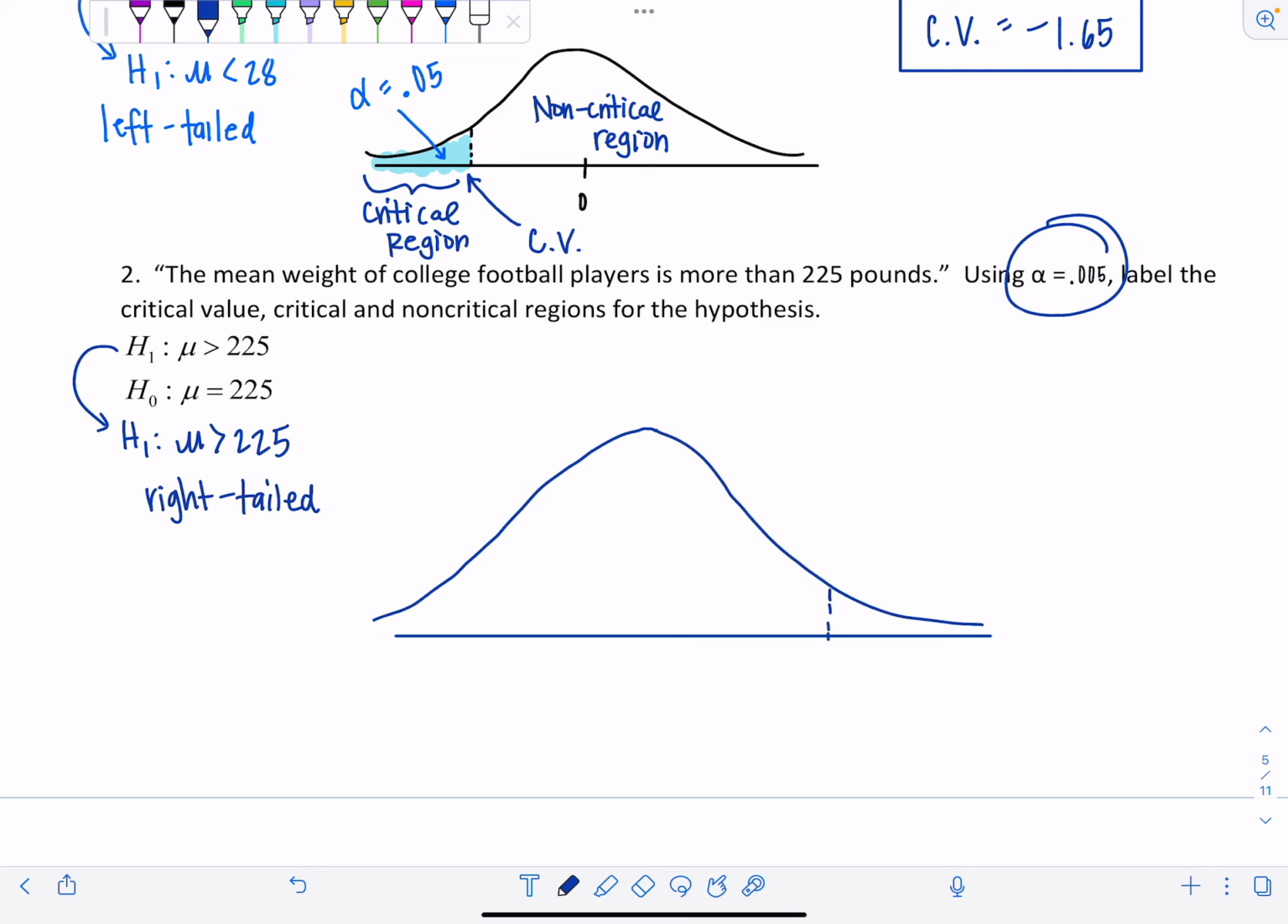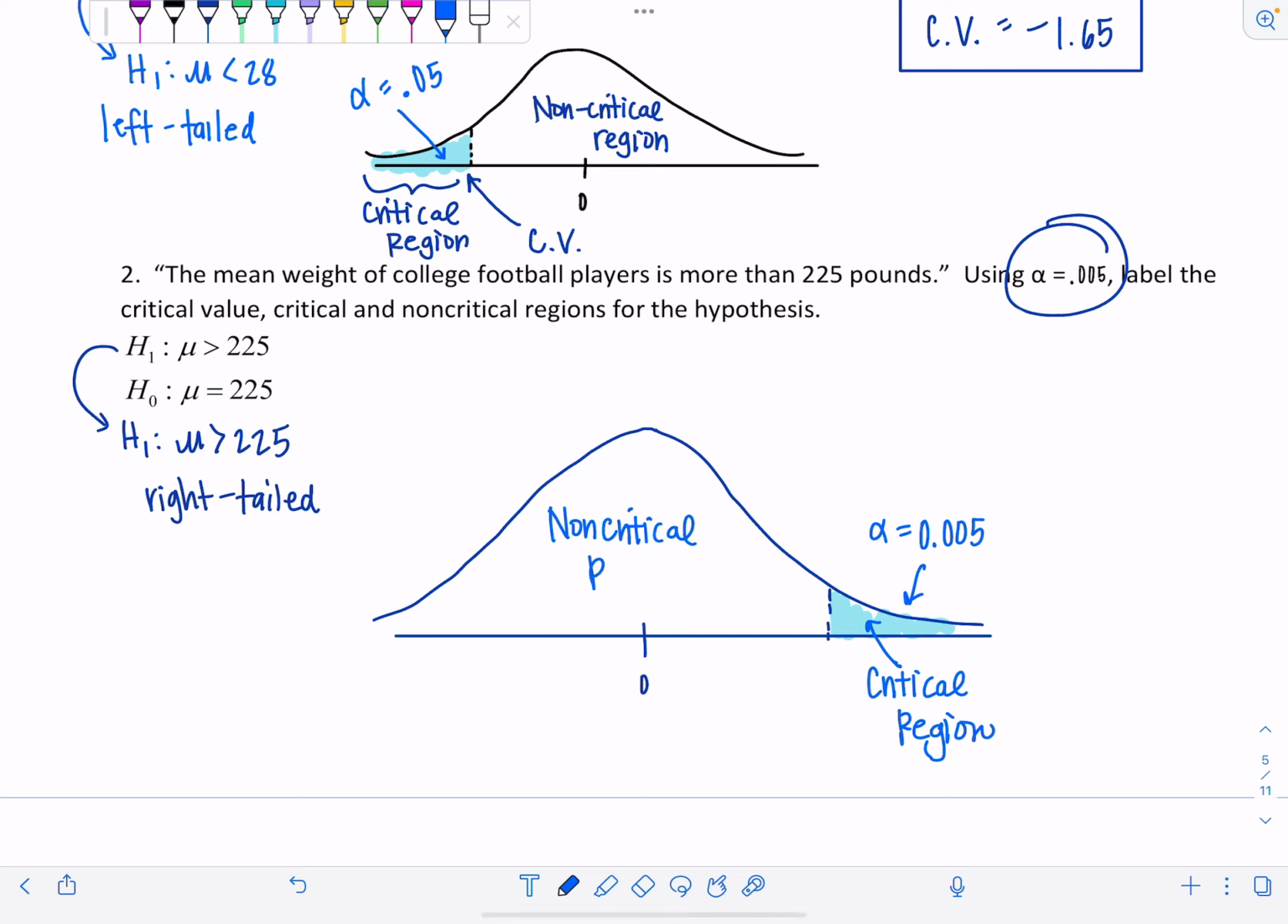So here, let me put my 0 here. This is all going to be 0.005. Okay, that's my alpha. So this region in here, that's my critical region. And then all of this is the non-critical region. This is the critical value that separates the critical and non-critical regions. Which critical value corresponds with alpha 0.005?